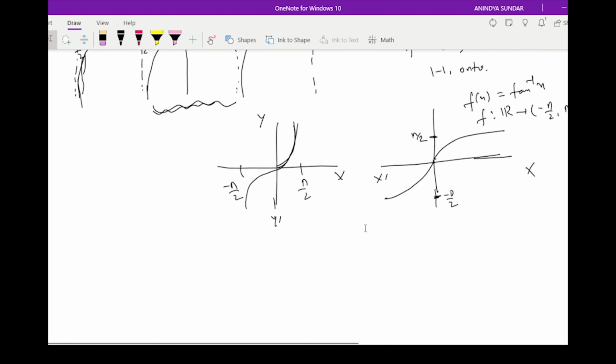Now is this function increasing? Is it decreasing? In case of tan, I can see that this particular function increases towards plus infinity, and in this quadrant it decreases towards minus infinity. That means if I move from this portion to this portion, I can see that the values are slowly increasing. So the tan x function from minus π/2 is basically an increasing function.